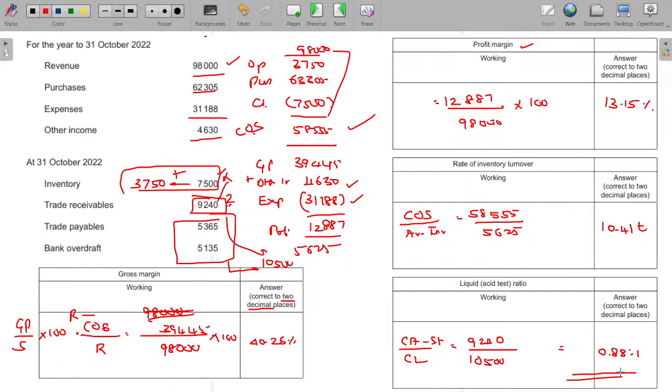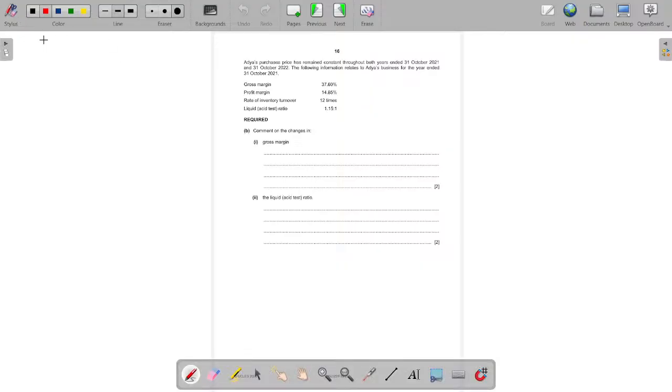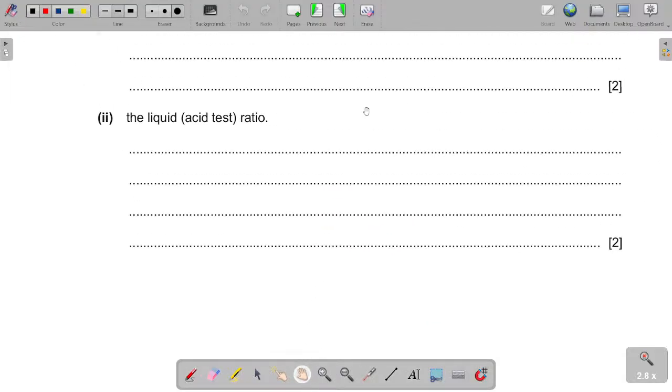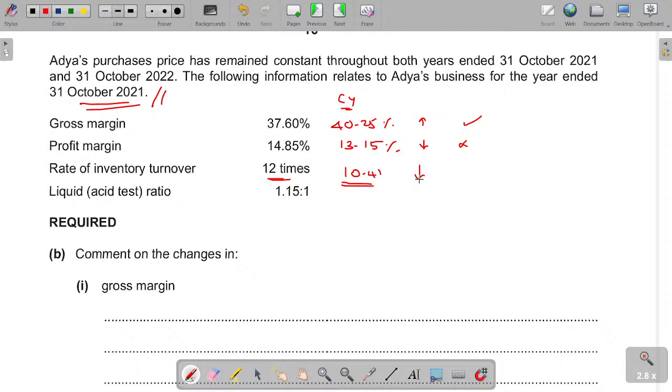The rest of the other things are theory. Okay, see here. Gross margin, profit margin, rate of inventory turnover. These were the ratios we calculated in the previous year. In the current year, the gross profit is 40.25. What does it mean? It's a positive. Rate of inventory turnover, earlier 12 times, now it is only 10.41. If the rate of turnover is lower, then it's not good at all. So the position is weaker, not advisable.